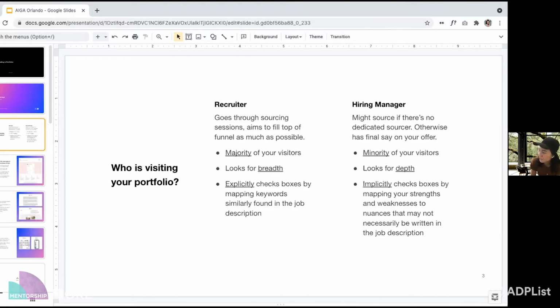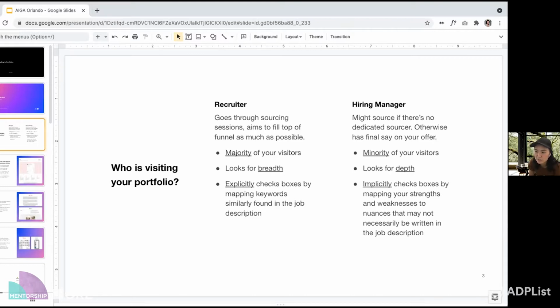gave them. On the other hand, the hiring manager, who is the person that you're going to report to if you get hired, works pretty differently. They might source as well. Certainly if they work at a company that's between 1 to 50 people, there's not going to be a dedicated sourcer. So they may be the person who's at the forefront of that, but more likely they'll be looking at your portfolio later on down the stream to double check if there's a fit for their team. Likely the recruiter's already looked at it, and so they're just doing a final check.